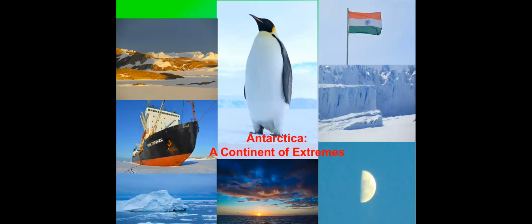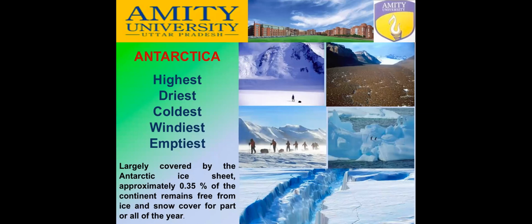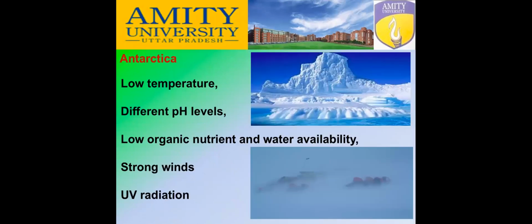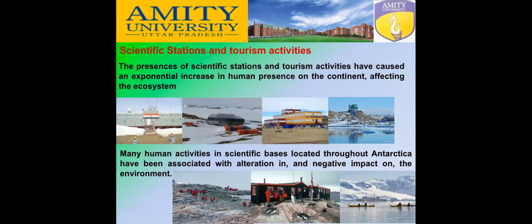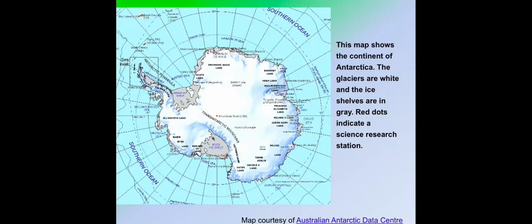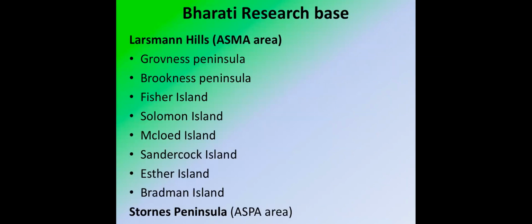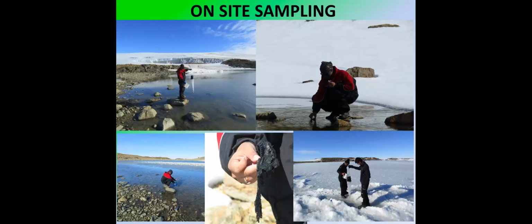We all know that Antarctica is a continent of extremes. It's the highest, driest, coldest, windiest, and emptiest. These are the features which everyone knows about: low temperature, different pH levels, low organic nutrient and water availability, strong winds, and UV radiation. There are also scientific stations and tourism activities. In India, we have Bharti and Maitri stations, and this glacier map is showing Antarctica. The grey areas are the glaciers, and the white and blue is the ice. We have taken samples from Broknes, Fisher, Solomon Island, McLeod, Sandra Rock, Easter Island, Bradman, and Stornes Peninsula. These are our sampling sites.